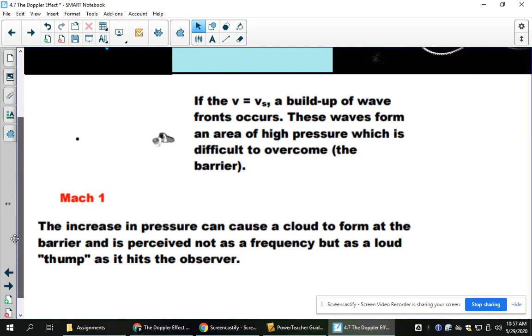When it's exactly the same, so if you are in an airplane and it's going the speed of sound, there's this buildup of wave fronts that occurs. So they get squished together so much that they kind of end up like one on top of each other in front of the airplane. This is like a high pressure system that the airplane has to overcome. It's also called Mach 1. And this increase in pressure can sometimes cause a cloud to form. And once they break that sound barrier, you hear that loud thump. Or if it's a whip, you hear that snap of the whip.